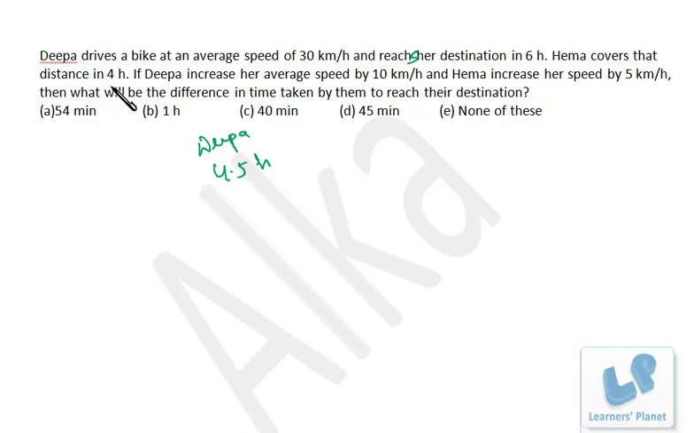So the initial time was 4 and the new time is 9/10 of that. So that's 18/5 hours, or we can say 216 minutes. And we have to find the difference between Deepa and Hema. Deepa is 4.5 hours, that means 4 hours, that is 240, plus half an hour, so 240 plus 30, 270 minutes. 270 minus 216, that is 54 minutes is the difference. Okay?